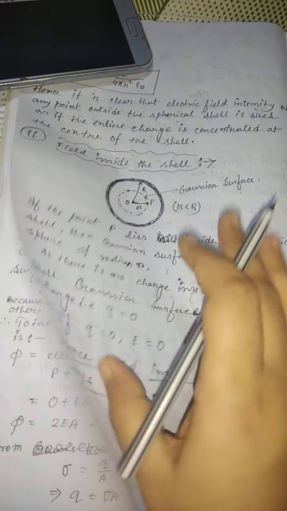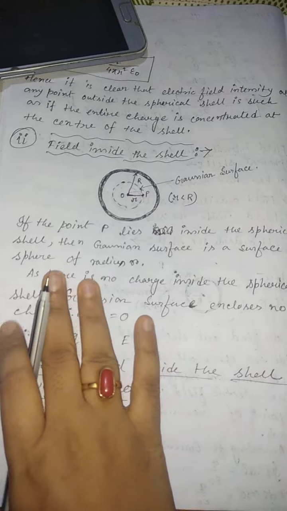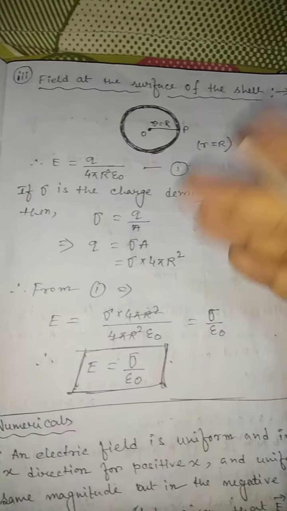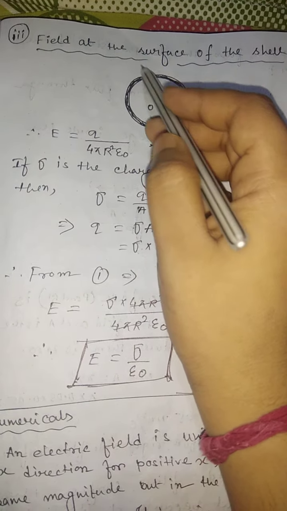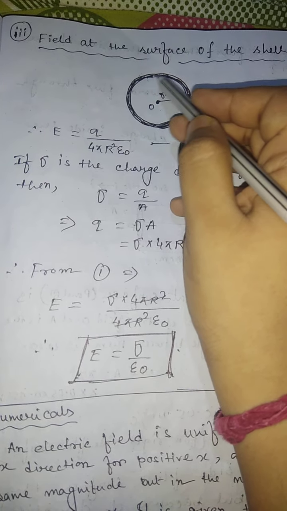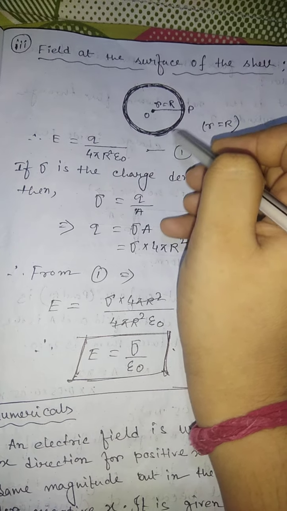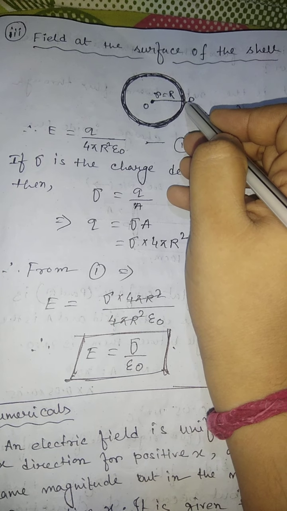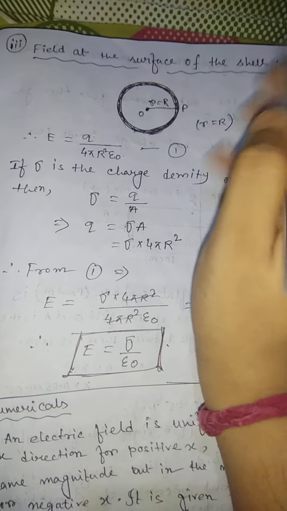These two cases are also described in your NCERT book. Now the third one is the field at the surface of the cell. That means not the outside, and not the inside, but at the surface of the spherical cell. So we consider the point P here at the surface of the cell.